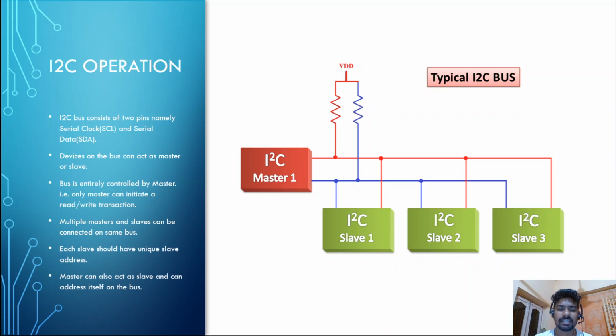Multiple masters and slaves can also be connected on the I2C bus. Each slave should have its own unique address. If two slaves have the same address, then the communication between them will be difficult. A master can also act as a slave, and it can address itself.